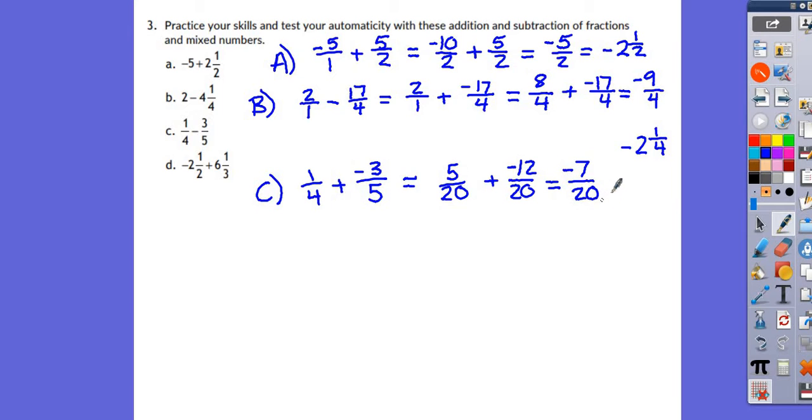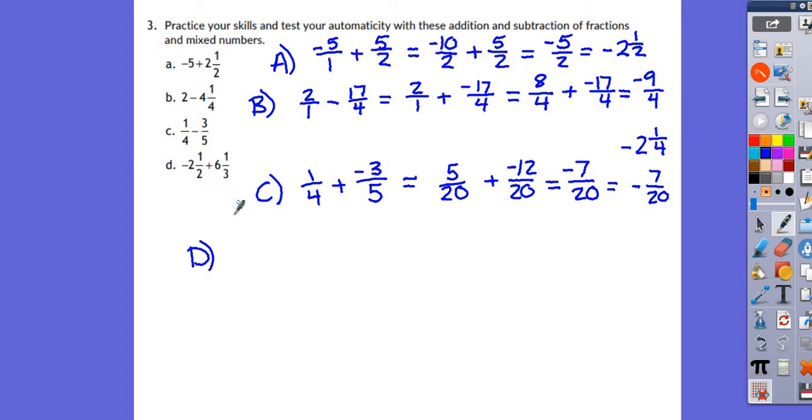And I see, can that simplify? No, so I'd probably bring out that negative and write it like this, or you could leave it like that as well. They mean the same thing. Alright, let's go with D.